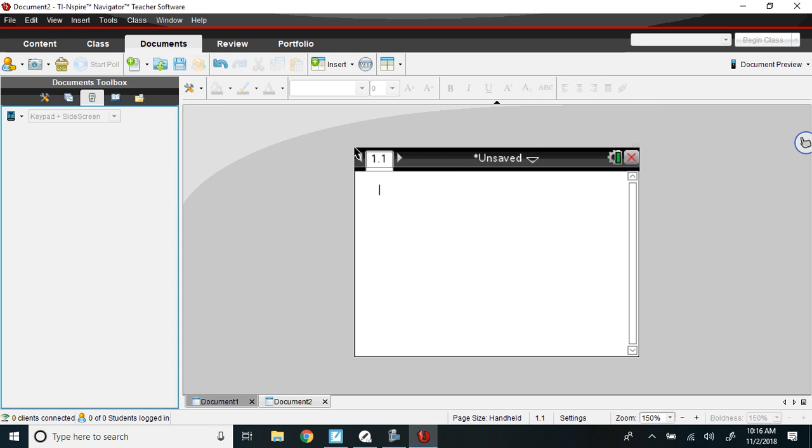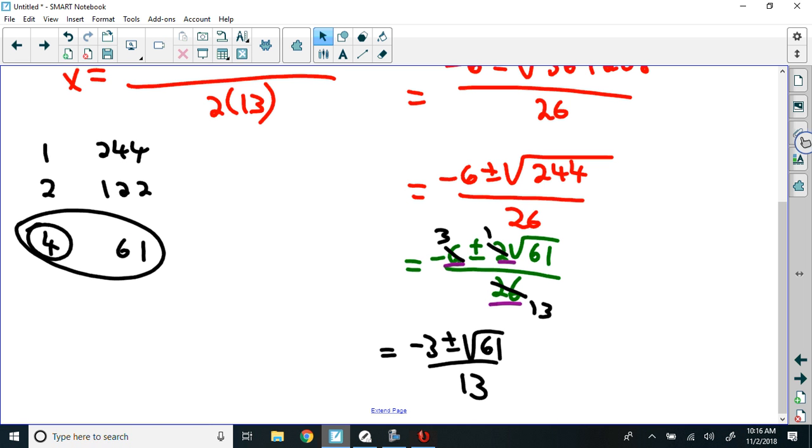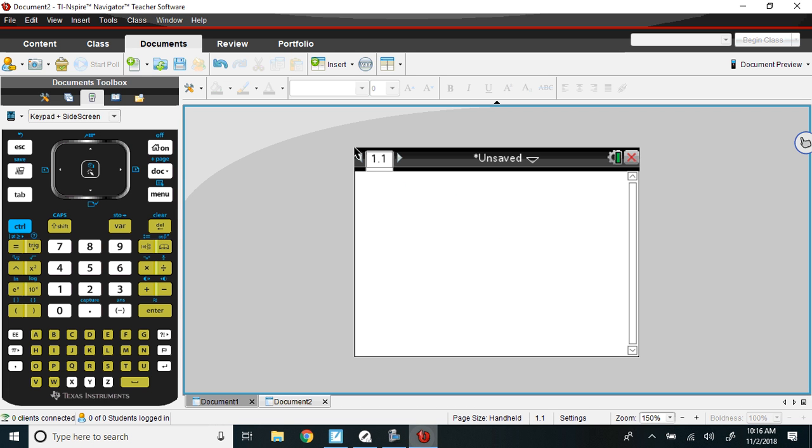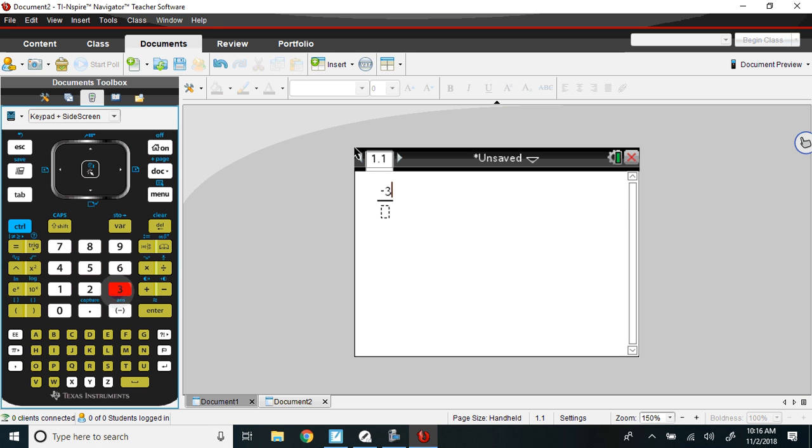And 3 weeks later, the calculator's loaded. Okay, so that's negative 3 plus or minus rad 61 over 13. So it's a fraction: negative 3 minus rad 61, all over 13. I'm going to go ahead and store that as x, and I want to check to see if it makes my original equation true.